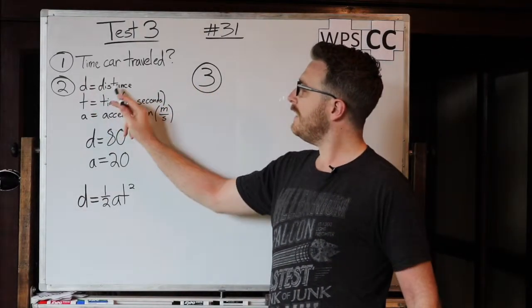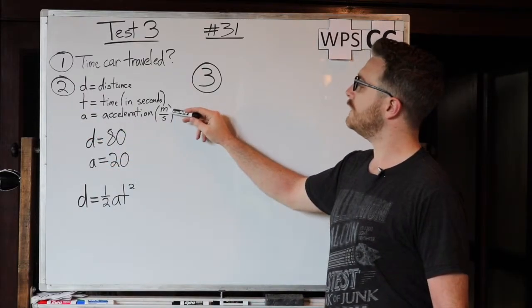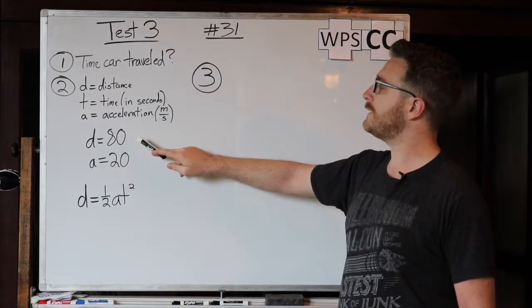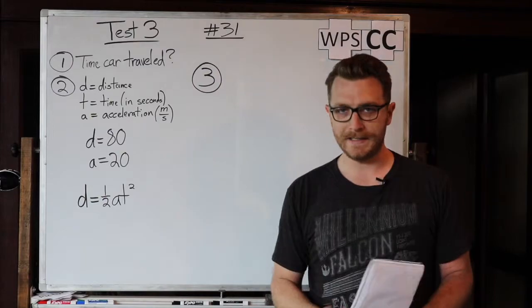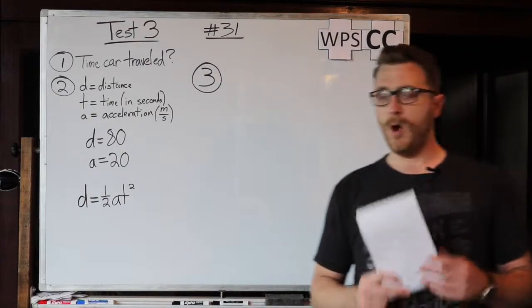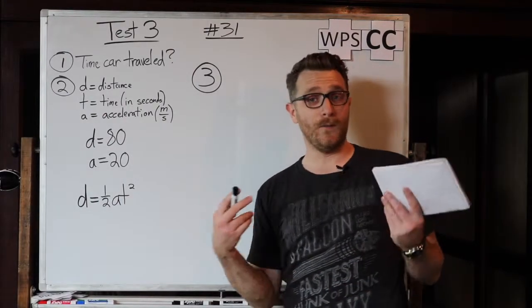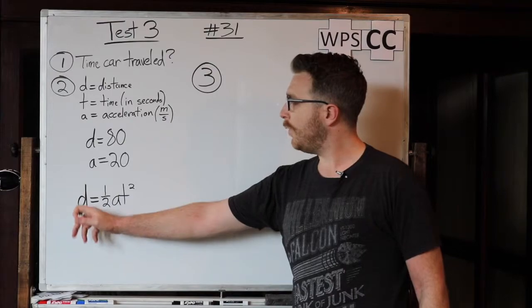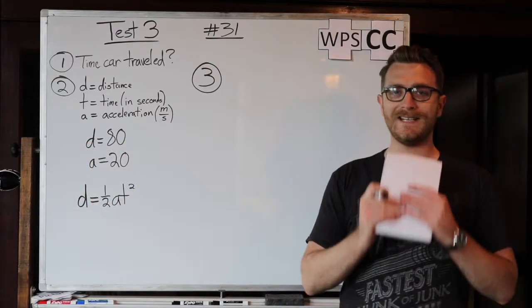We know that d is distance in our formula, t is time in seconds. Acceleration is m over s as always. And in this circumstance, the distance was 80 and the acceleration was 20. That might sound meaningless to you without a formula to put them in, but oh, looky here, we actually have a formula to use all this information. And you'll see there are 3 variables. We are given d, given a, and we will be solving for t.